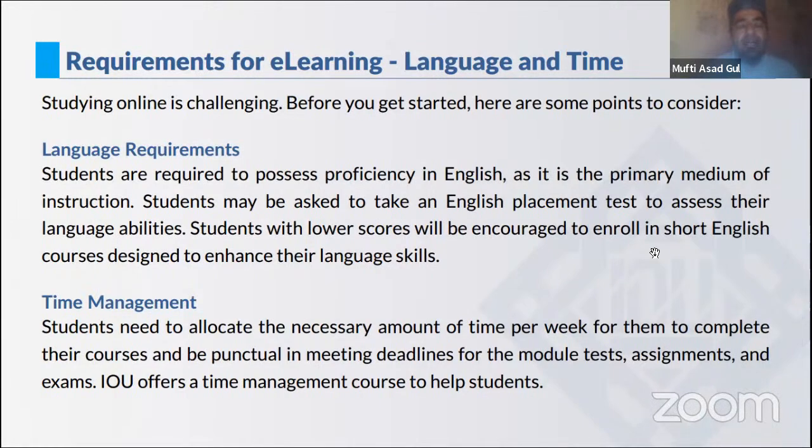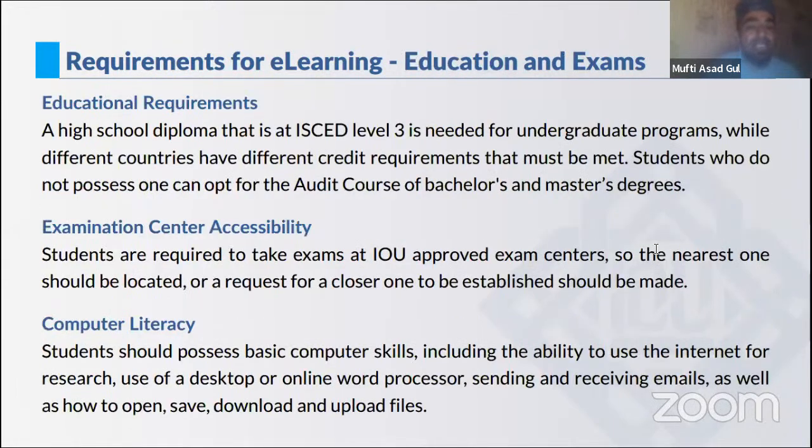But normally students get in trouble when there is a risk of time management, and if you just fix some hours per week to study, that will be more than enough to understand. For educational requirements, depending on the program you are taking admission in, for undergrad you should have ISCED level 3, while different countries have different credit requirements.